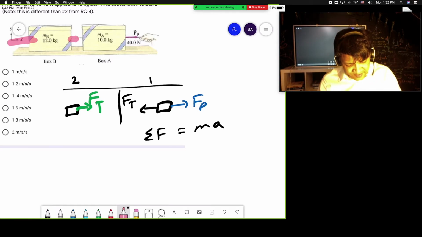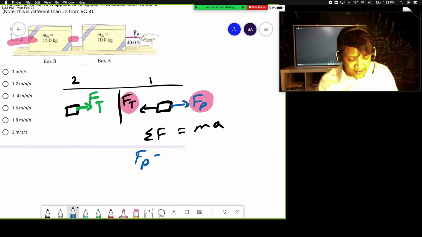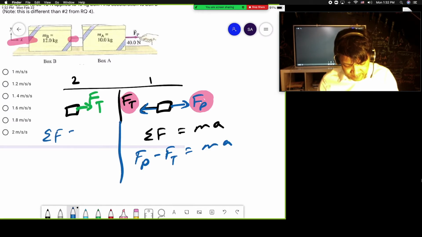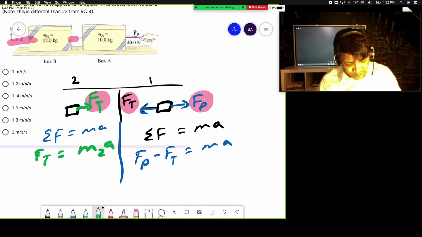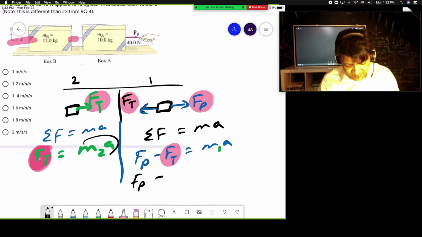So how many forces do I see? I have to report what I see. I'm going to write FP, and I'm going to write minus FT because they are not in the same direction. Now I have to do the other side. I have to report what I see. I see only one force, and that's what I report: M2A, and this is M1A. Make sure you do that. So I can replace this FT by this one. So FP minus FT is M2A is equal to M1A.